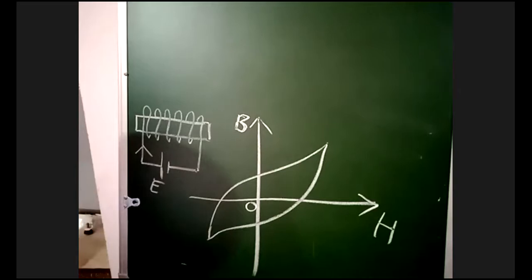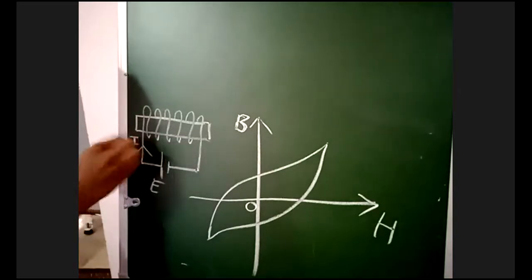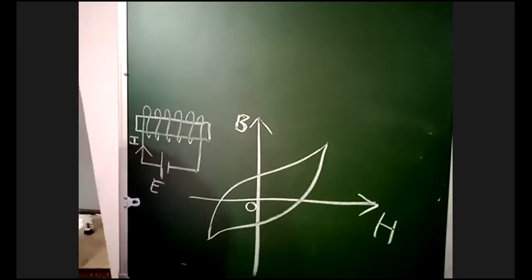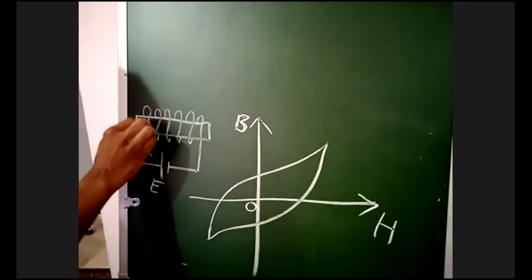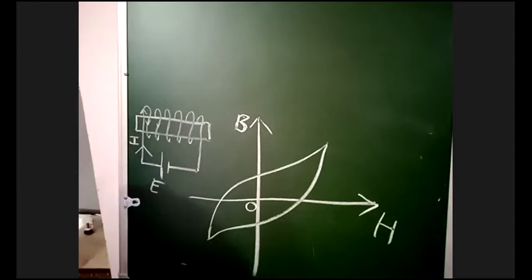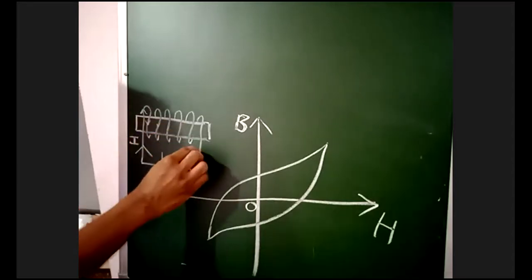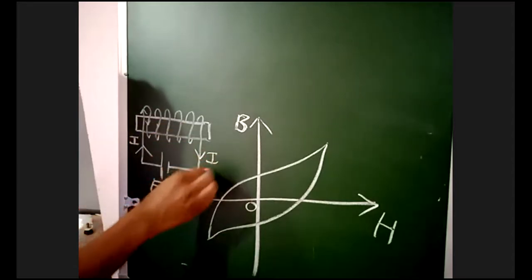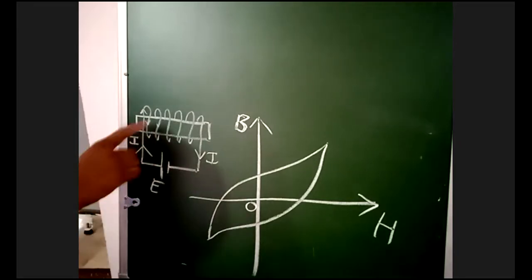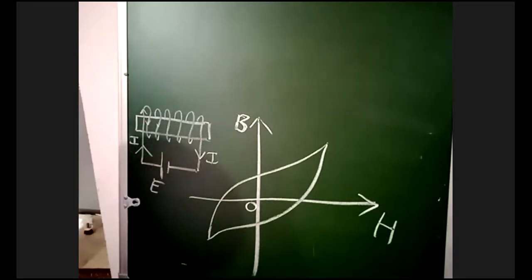Now I am connecting this copper wire to the battery. How will current flow from the battery? From the negative terminal to the positive terminal, current is flowing. Now current is flowing like this. And again current is coming here like this, from the negative terminal to the positive, like this current is flowing. It is completing the path.